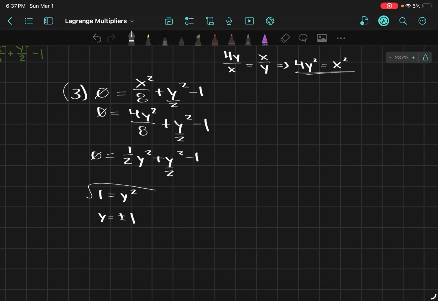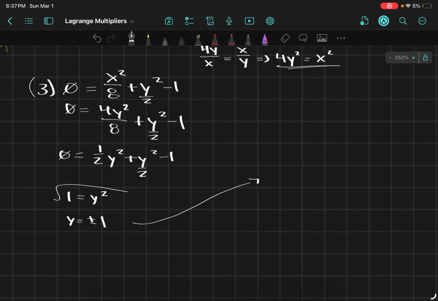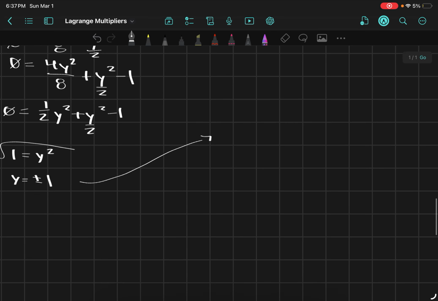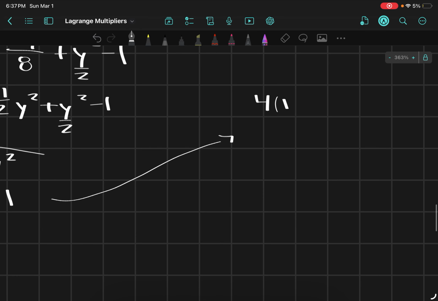Just plugging that in over here, if y is equal to positive or negative 1, it really doesn't matter. Our x is going to be the same thing. If we take the square of positive or negative 1, it's just going to be 1. Therefore, our x squared is going to equal 4, meaning our x is just going to equal positive or negative 2. Let's show our work. So we have 4 times 1 squared is equal to x squared. That's going to be 4 is equal to x squared. x is equal to positive or negative 2.